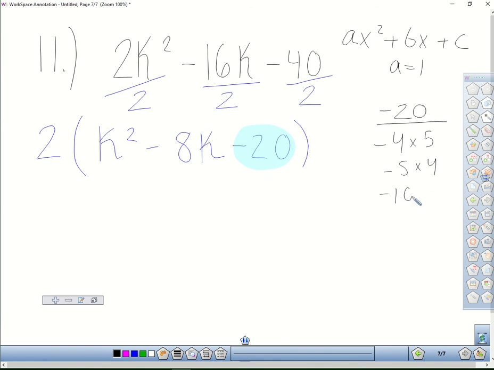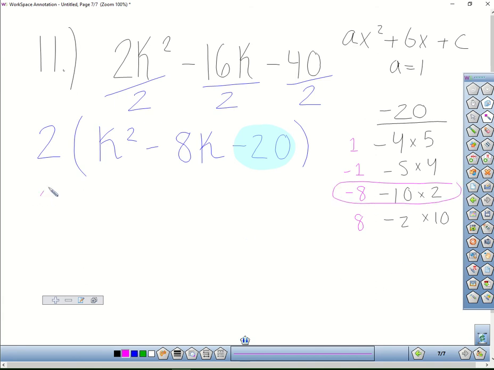Good. So negative 10 times 2 and negative 2 times 10. Now we're going to add up each of these and see what we get. This one gives me 1, negative 1, negative 8, and 8. Which one do we want? Good, we want this one.